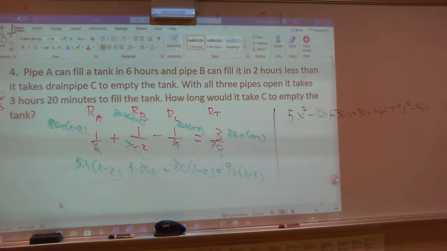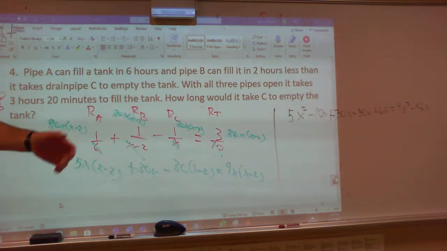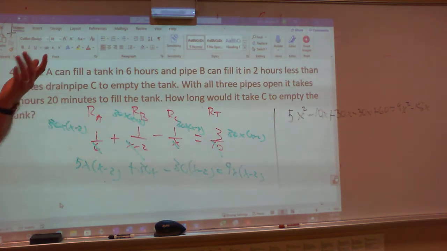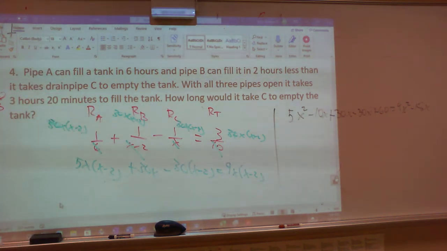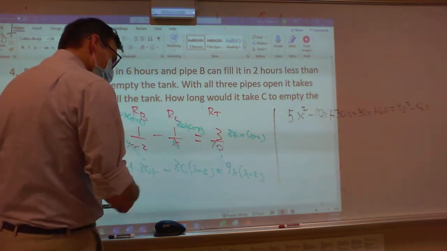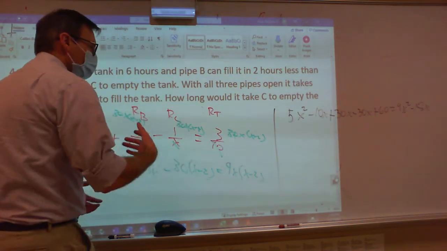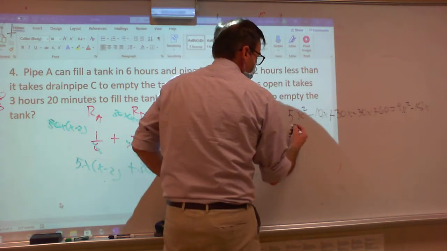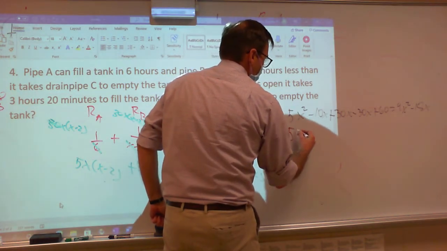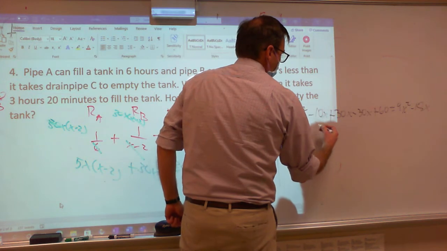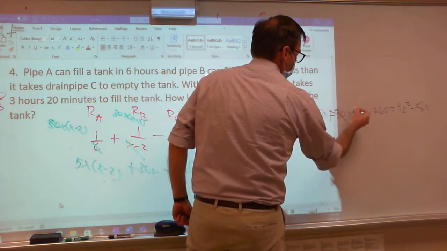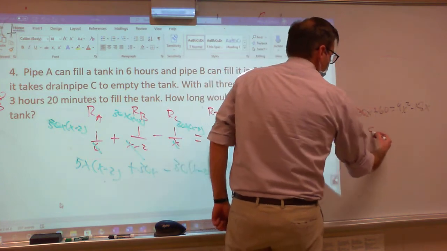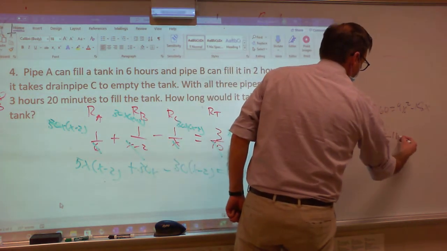All right, so what do you do every time you see x squared and x in a problem? Set equal to 0 and hope it factors, right? Every single time you see x squared and x, you set equal to 0 and hope it factors. I'll clean this up a little bit, so that's going to give me 5x squared minus 10x. The 30x and minus 30x cancel, so I get plus 60. Equals 9x squared minus 18x.